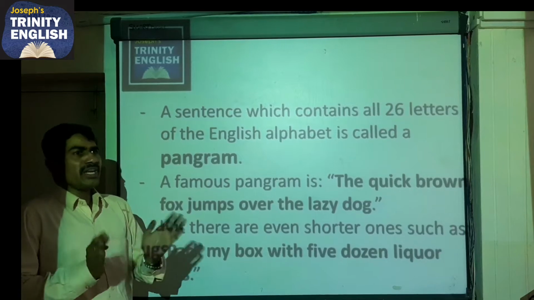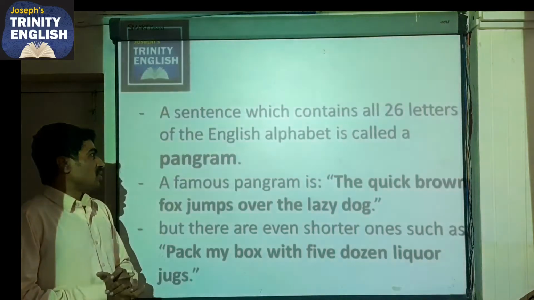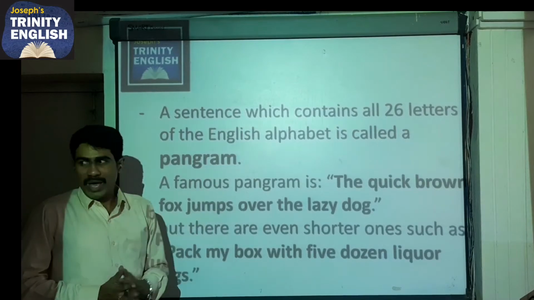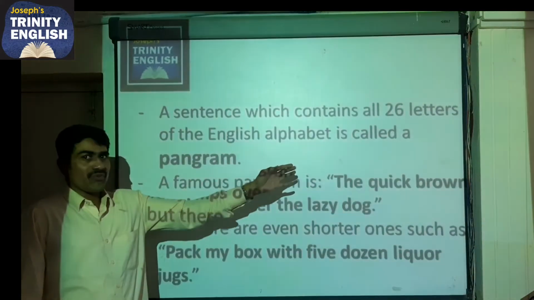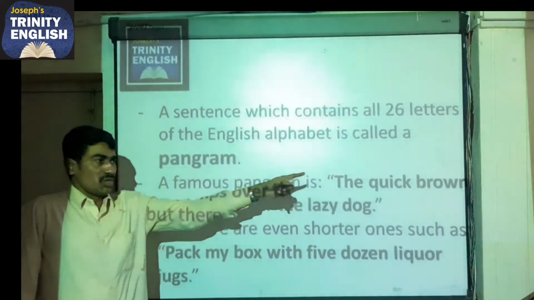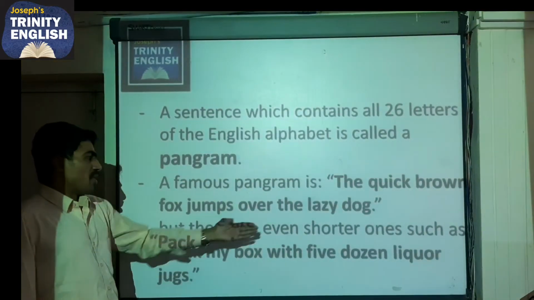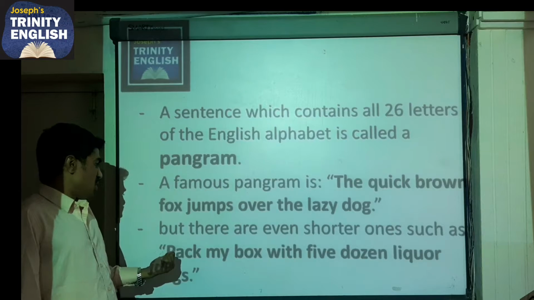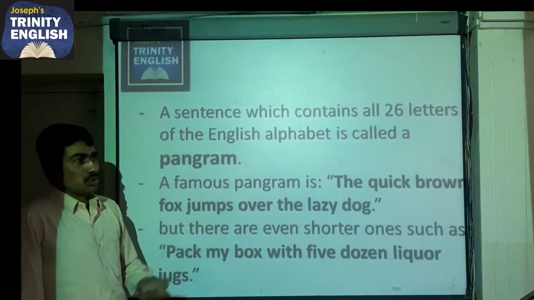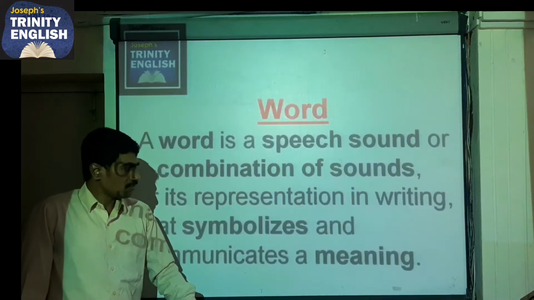In English, a sentence which uses all the 26 letters is called a pangram. A famous pangram is: the quick brown fox jumps over the lazy dog. If you look at this sentence, it includes all the 26 letters of the alphabet. A less common, shorter version is: pack my box with 5 dozen liquor jugs. This is a less used sentence where you use all the 26 letters of the alphabet.